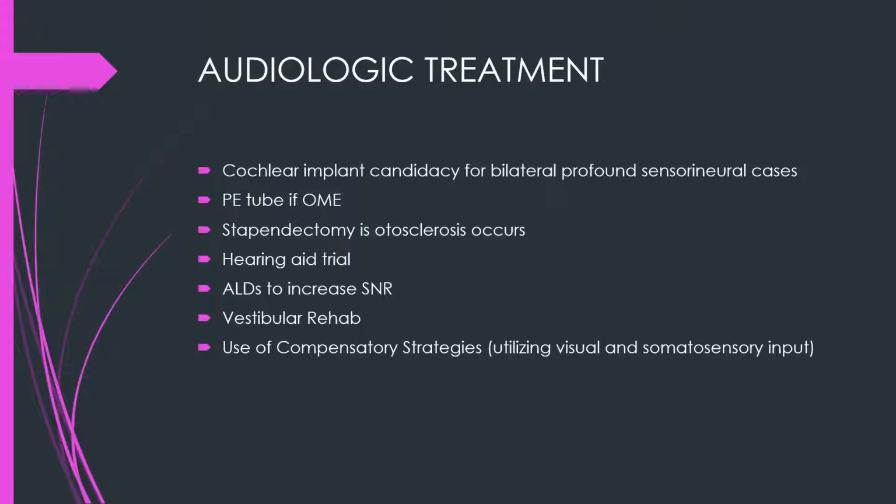So for audiologic treatment: cochlear implant candidacy for individuals with bilateral profound sensorineural hearing loss, PE tubes potentially if need be for any otitis media cases, stapedectomy if otosclerosis does occur could be a potential treatment, hearing aid trial, ALDs to increase SNR, vestibular rehab, and use of compensatory strategies. Because the vestibular system is compromised, utilizing visual and somatosensory input will be very important for these individuals.